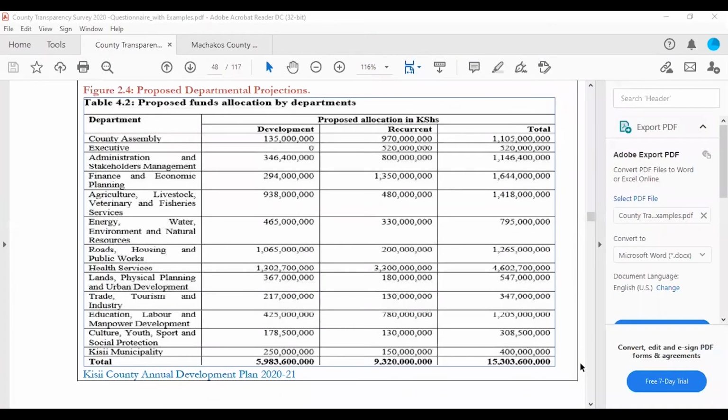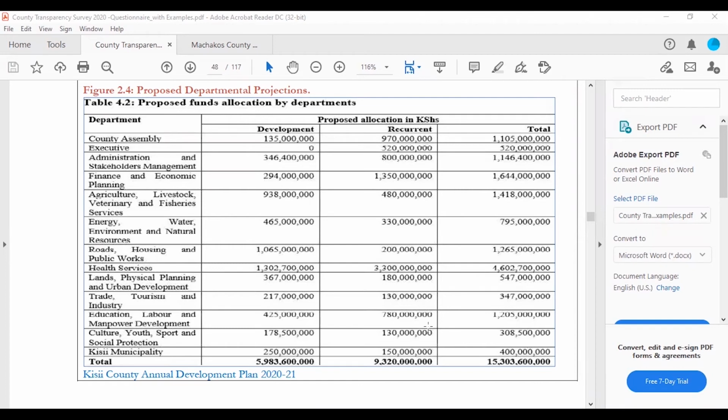Let me show you. The information that should appear should look like this. Let me share screen. You know, here in this training of ours, we have to be practical. So you see, this is the Kisii County Annual Development Plan. And as you can see here, they have given proposed allocation by departments. And this is something that we have not seen in the Machakos one.